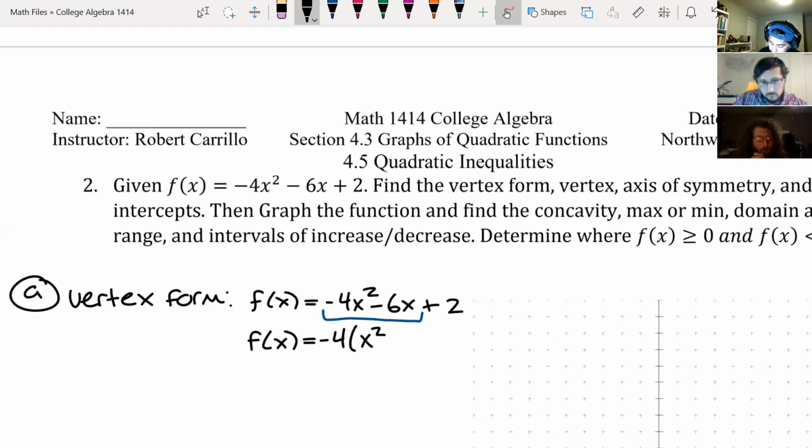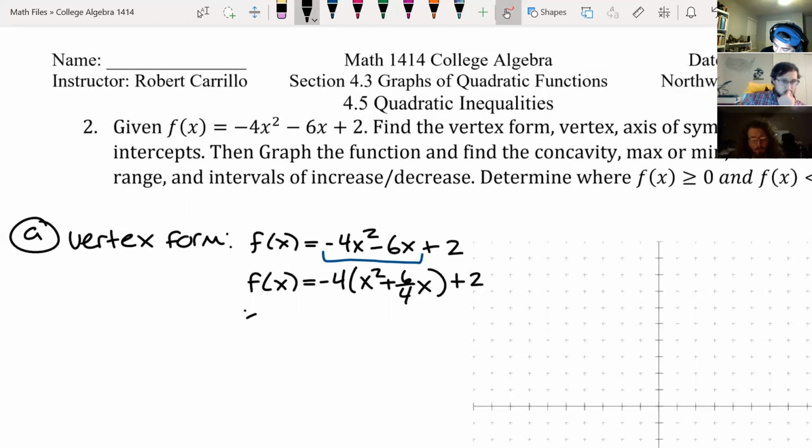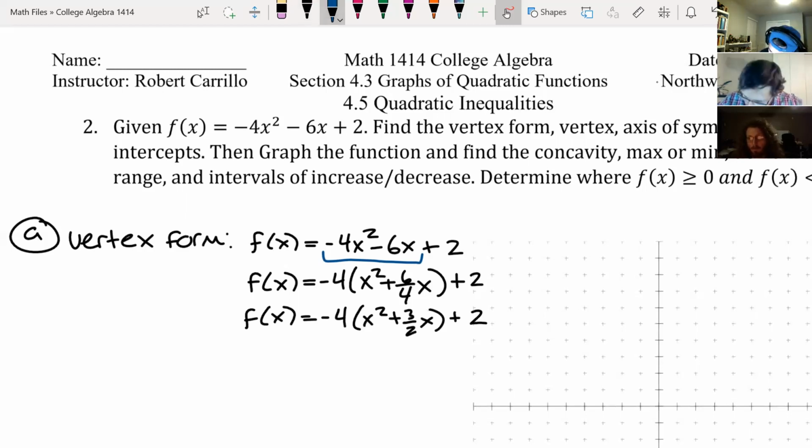And I'll be left with x squared plus 6 over 4x plus 2. So just be careful with that. I took a 4 out, and I took a 4 out from 6. So remember, factoring is essentially dividing from those terms. And since it was negative from negative, it became positive. Okay. And then before continuing more, I'm going to reduce that fraction to make our work less crazy. And now we are ready to complete the square, because the quadratic inside is now in the perfect form.